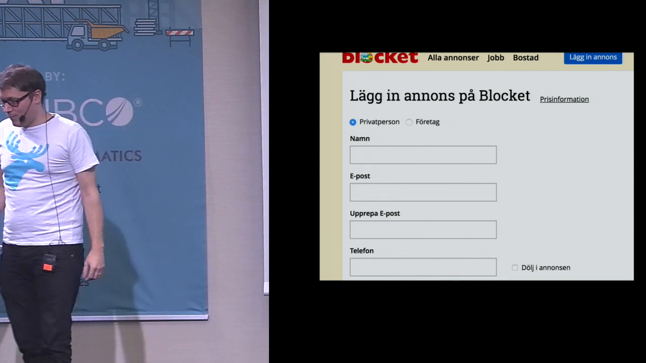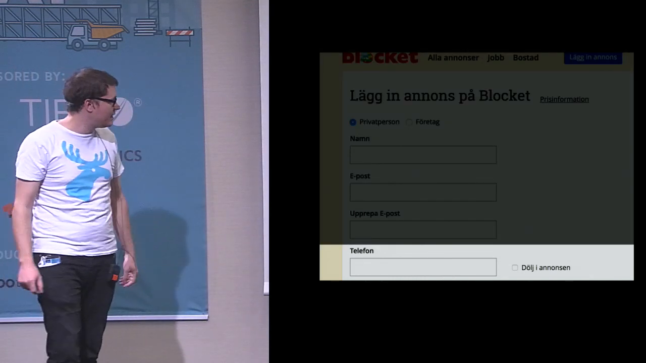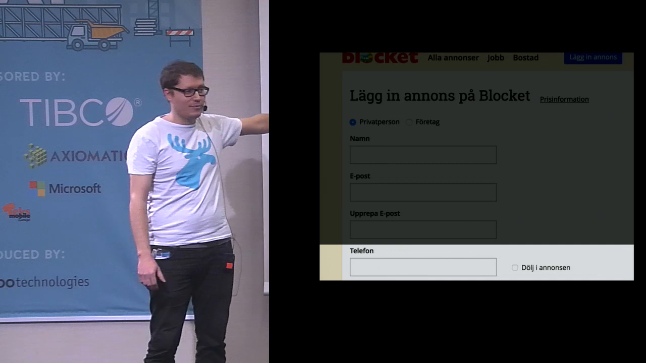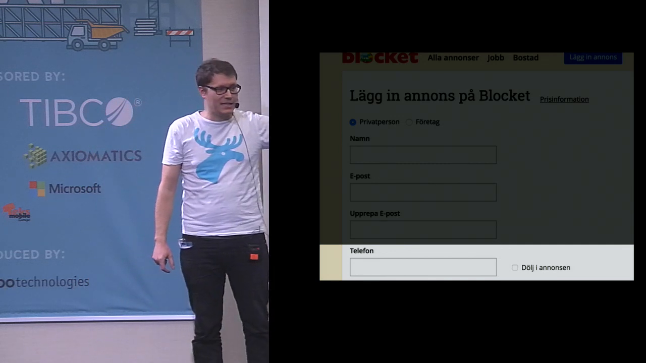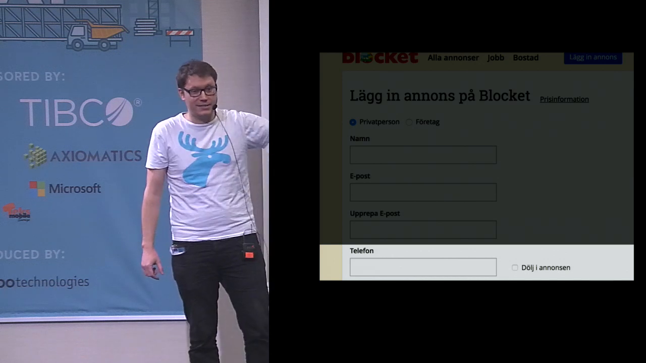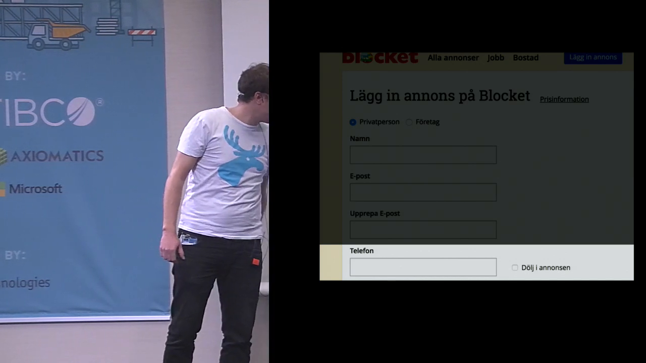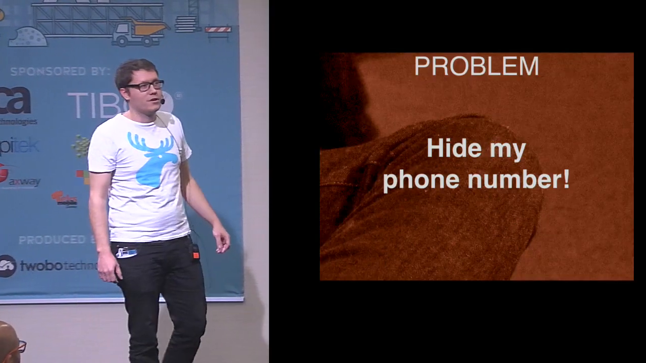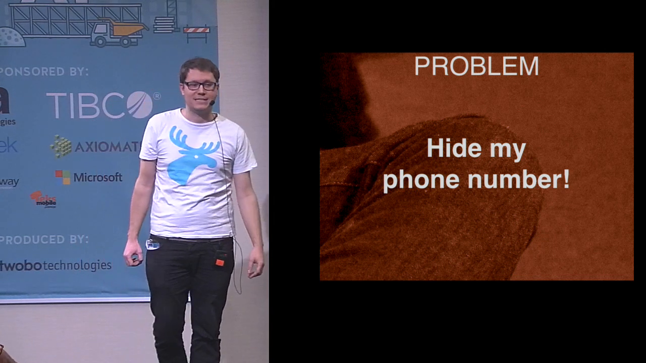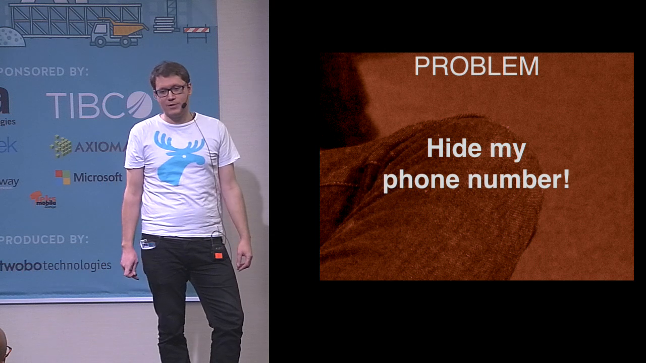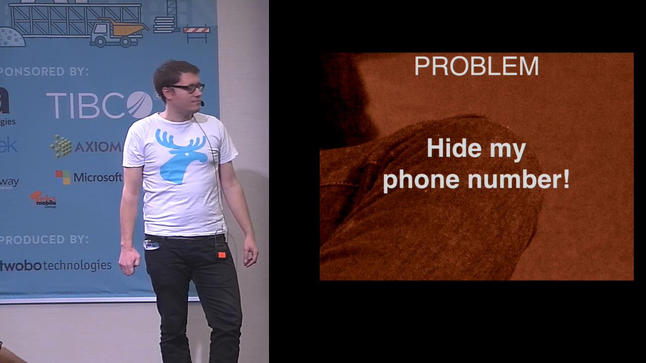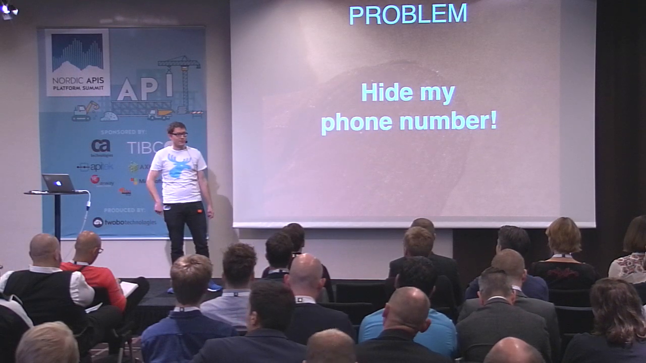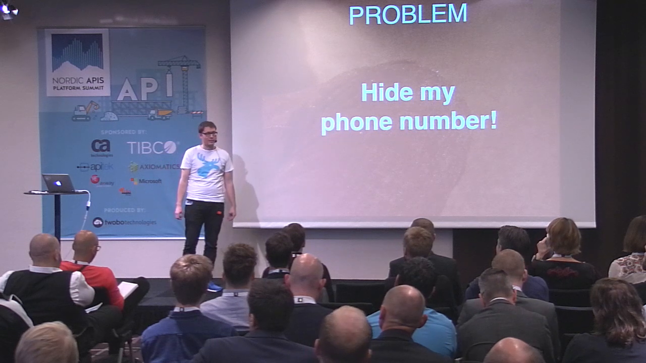So if you look at the bottom of this screen, there you have to enter your phone number. And there's a button where you can hide your phone number. So Blocket had a problem. People were hiding the phone number because they did care about their integrity online. And this was a problem mainly because people sold less at that site when you hid your phone number. And secondly, there was an opportunity here, if Blocket could solve this, to have an upsell and earn a little bit of extra money.